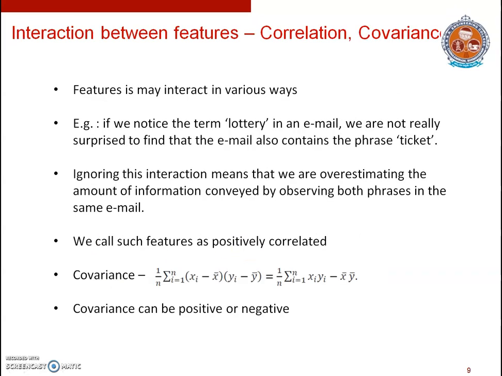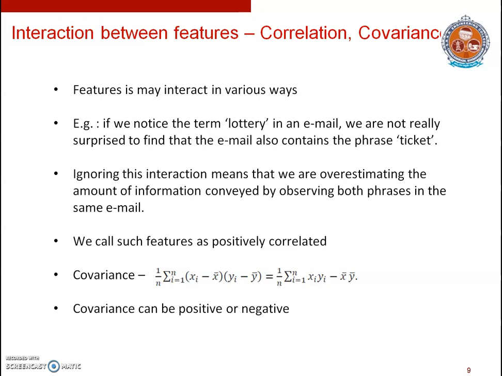Interaction between features. Sometimes we need to identify the interaction between the features. That is, whether the features are correlated or not. What is meant by correlated features? Two features x and y are said to be correlated if as the values of x increase, the values of y also increase, or vice versa.